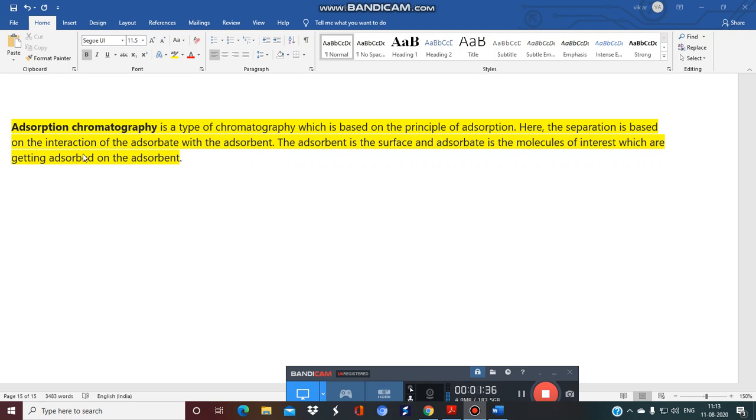So let's see, adsorption chromatography is a technique of chromatography based on the principle of adsorption, yes, we have cleared this concept, and here the separation is based upon the interaction of the adsorbate with the adsorbent. So in this type of chromatography we use an adsorbent. The adsorbent is the surface and the adsorbate is the molecules of interest that are getting adsorbed on the adsorbent. So let's see first of all what adsorbent and adsorbate are.